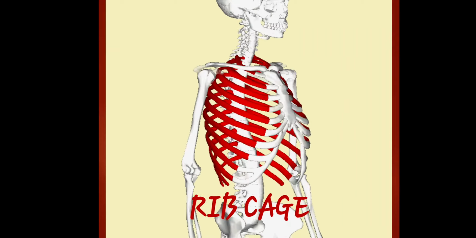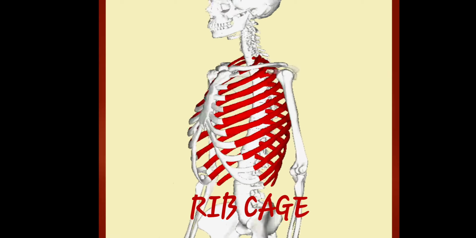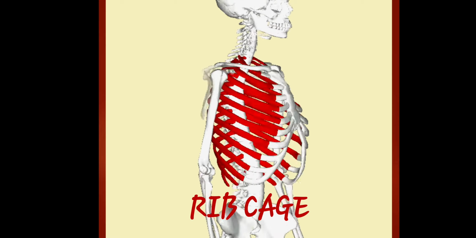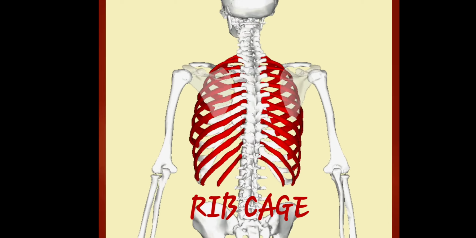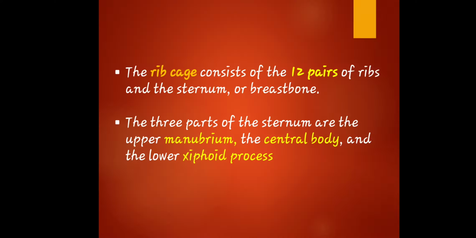Continue our discussion to the rib cage. So we've already done discussing the thoracic vertebrae in the vertebral column. So now let's go on identifying what are those bones that are present in the rib cage. The rib cage consists of 12 pairs of ribs and the sternum or the breastbone.